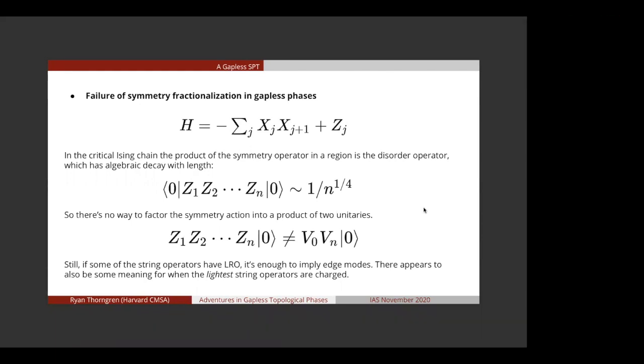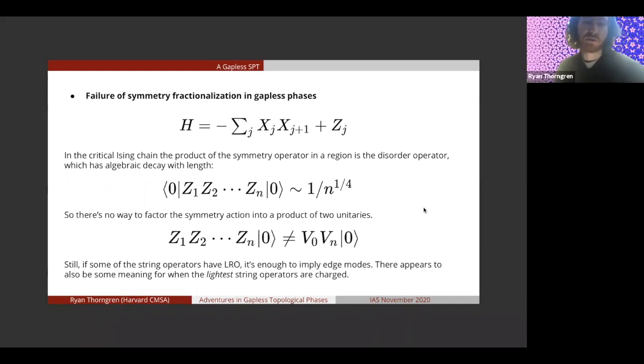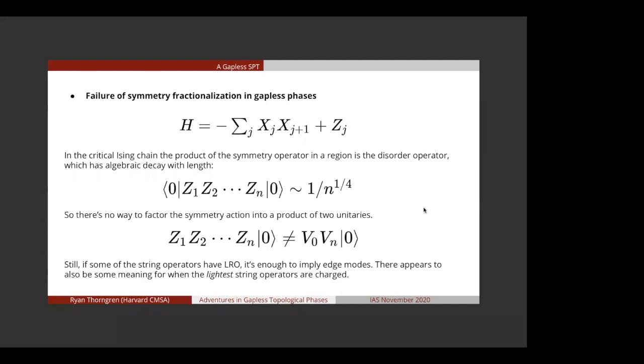Is the system gapped or gapless now? This is a gapless system, right? So now I'm telling you how symmetry fractionalization fails in gapless systems. And I guess this is a variant of the question that Edward asked earlier. What does the degeneracy mean if the system is gapless?